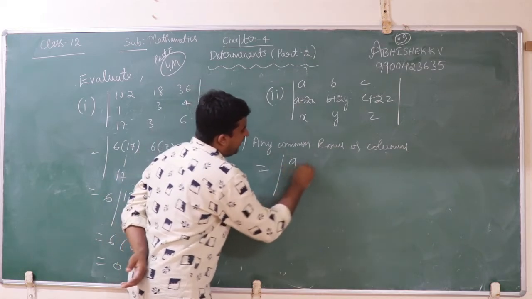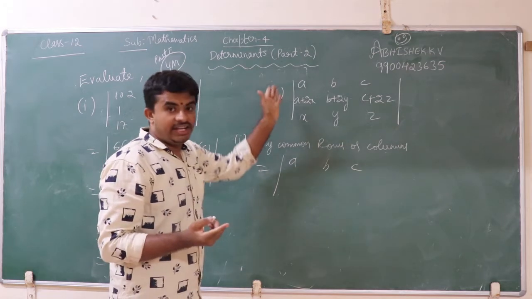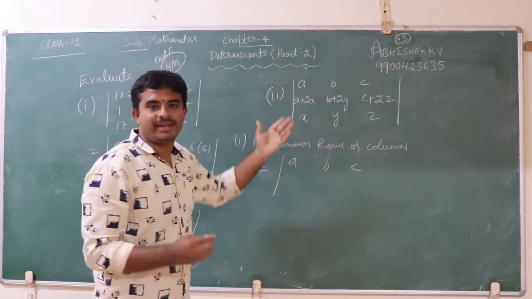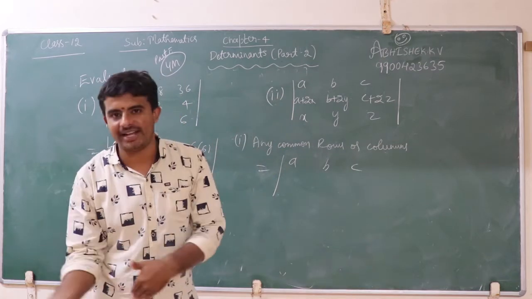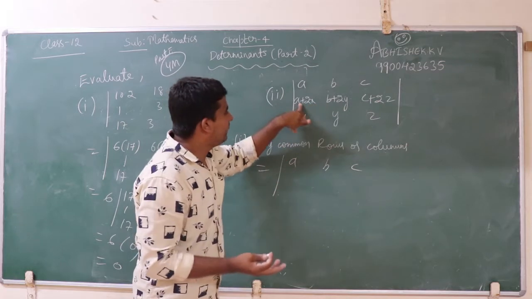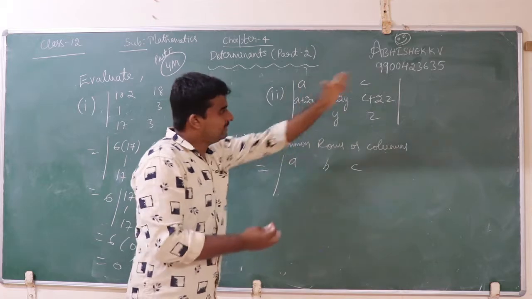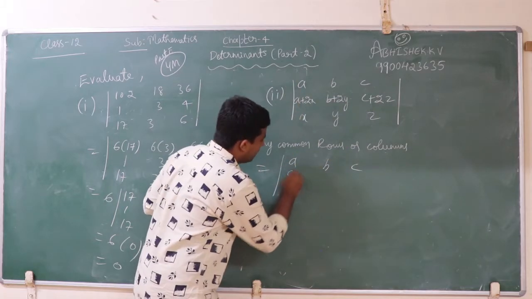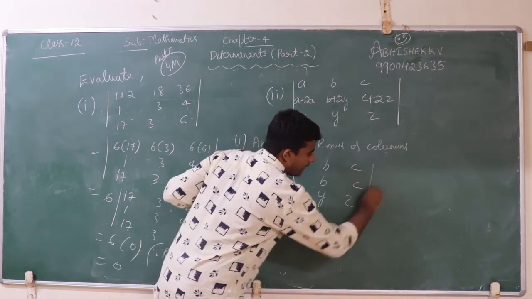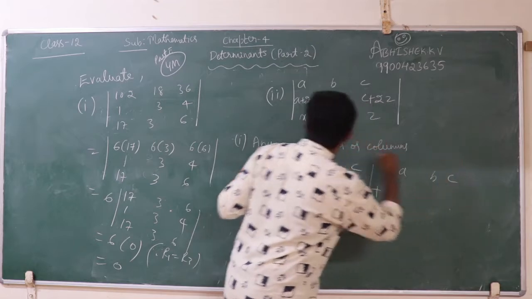This one: a, b, c. The fifth property says if any row or a column is expressed as two elements, then that determinant can be written as the sum of two determinants. See, R2 is expressed as a sum of two elements, a plus 2x, a plus 2y, b plus 2y, c plus 2z. This determinant can be written as a, b, c, x, y, z plus the sum of two determinants. See, a, b, c.